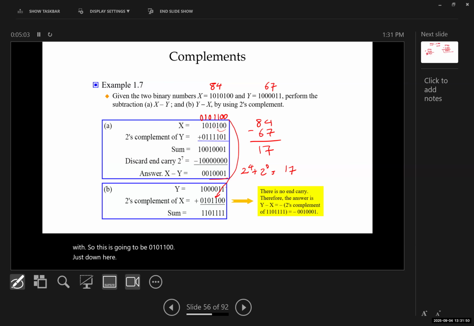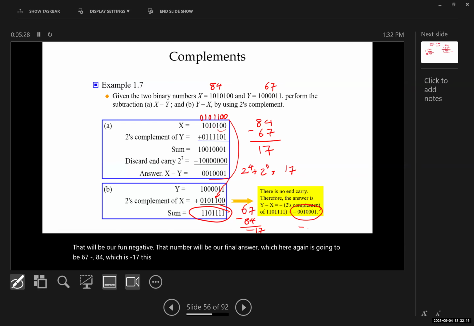When we add them together, we won't have any end carry. Therefore, we would find the complement of the answer, which is 11011111. And that will be our final negative. That number will be our final answer, which here again is going to be 67 minus 84, which is negative 17 this time. And this is equal to negative 17. Is it clear? Yes.